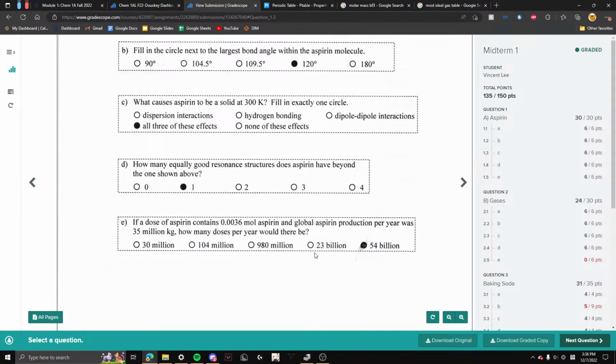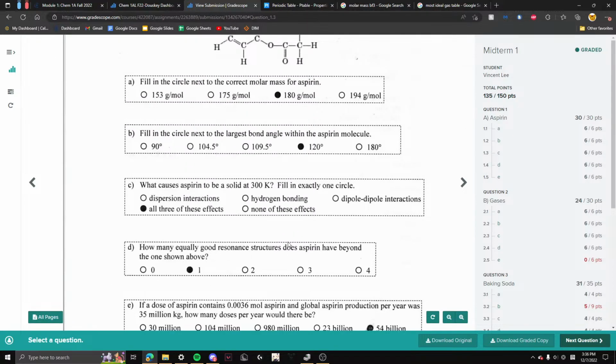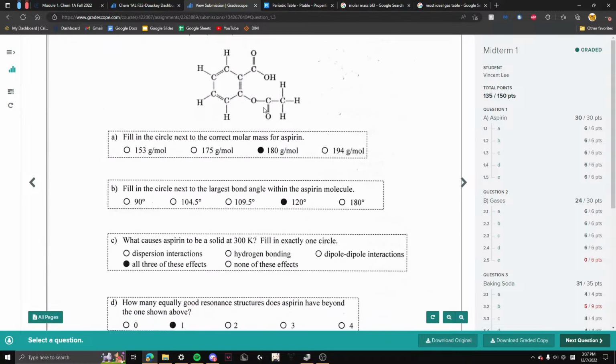And then if a dose of aspirin contains 0.0036 moles of aspirin and global aspirin production per year was blah blah. This is literally just dimensional analysis. You should be fine. Also, is this equally good resonance structures? The reason why, if I move this oxygen to say, you can see my mouse, right? Yeah. If I move this oxygen to say over here or over here or here, it wouldn't work because a whole molecule would look different and therefore it'd function differently.